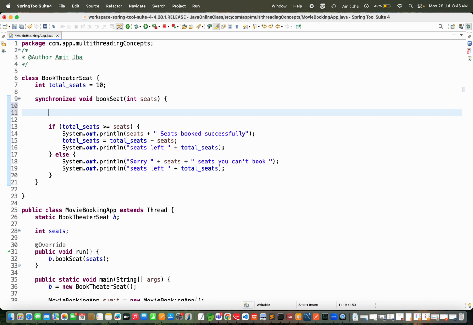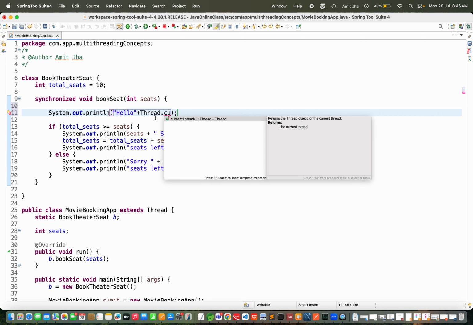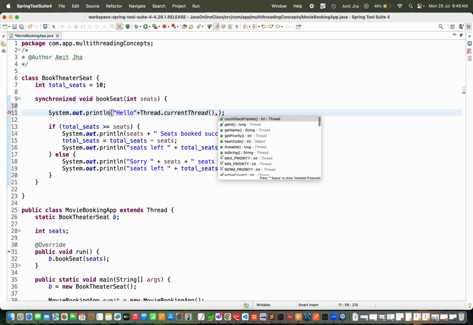Guys, see, suppose this bookSeat method contains 5,000 lines, guys. See, sir, I'm writing some statement, guys. System.out.println, I'm printing some statement here: "Hello" plus Thread.currentThread().getName().